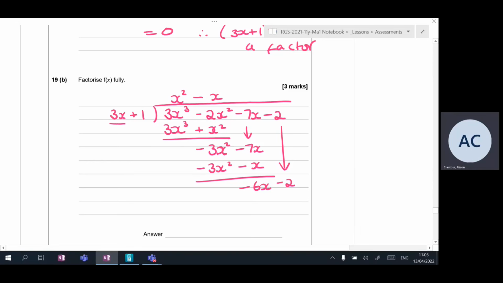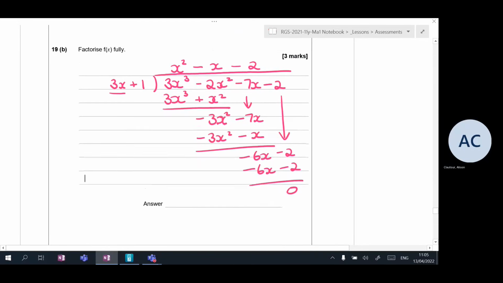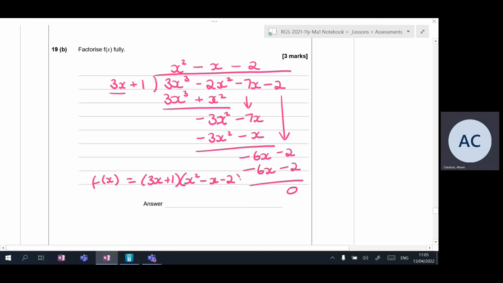And then do the same thing again. So 3x into minus 6x, I need to multiply that by minus 2. And then 3x times minus 2 is minus 6x, and 1 times minus 2 is minus 2. Remember, you should always be getting a remainder of 0, because remember, it was a factor. So we now know that f(x) is 3x plus 1 multiplied by x squared minus x minus 2.